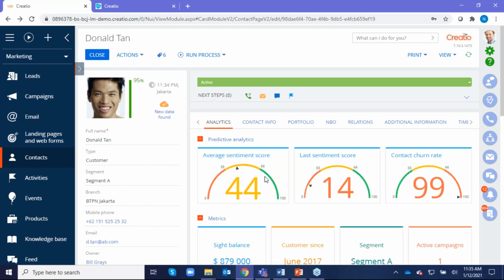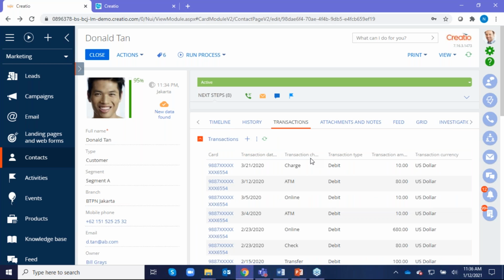That's number one. Number two is you can see that from a churning perspective, this Donald is now a very high churn rate, right? This means that it is very likely that Donald is going to potentially go with somebody else from a banking perspective. If you go into the transaction side, you'll notice that the last transaction is March 21st. So it's been a long time, 2020 I'm talking about. It's been a very long time.